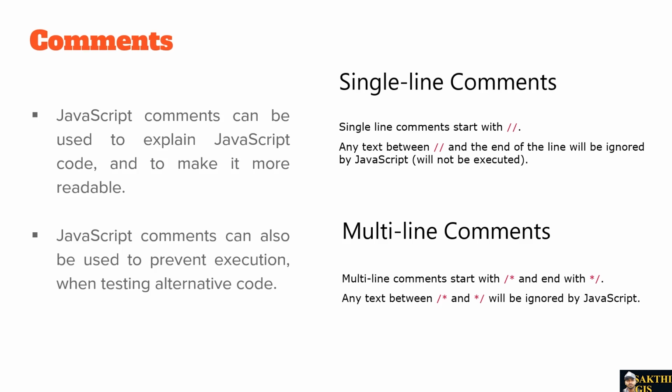Sometimes you will write two lines of code and want to execute only one line; the next line you don't need to execute, so you can comment that code. Then one line of code will be executed and the other won't. There are two types of comments in JavaScript: single-line comments and multi-line comments. Single-line comments start with a double slash. Multi-line comments start with a slash and a star, and end with a star and a slash. Whatever is in between won't be executed.